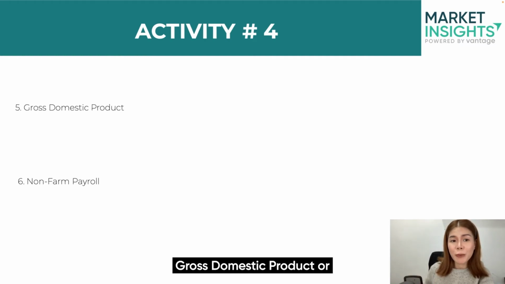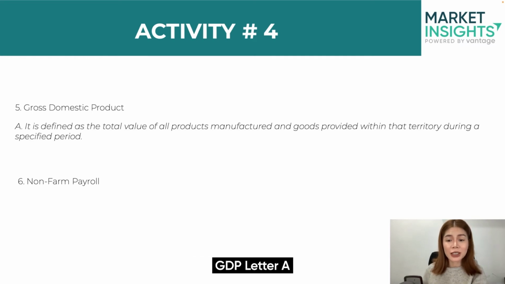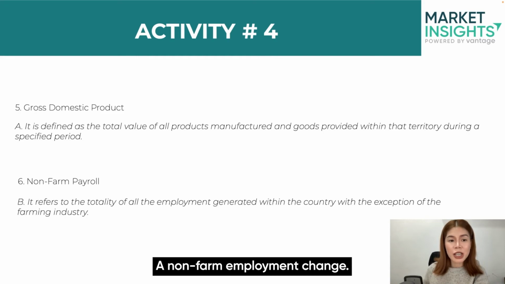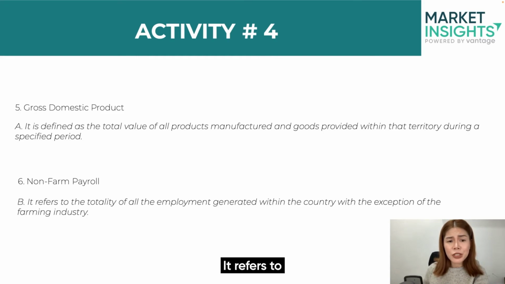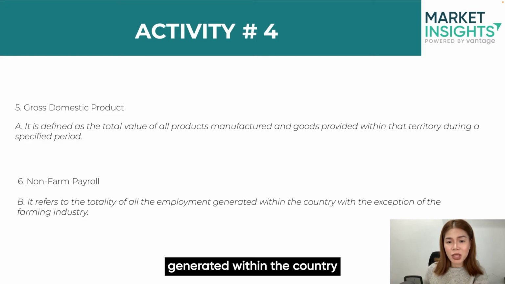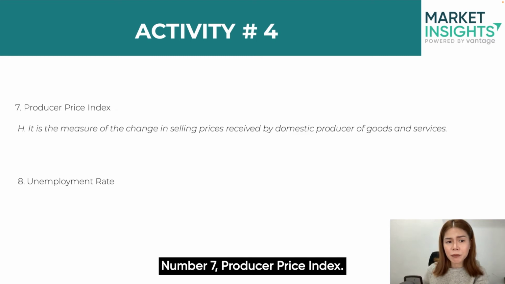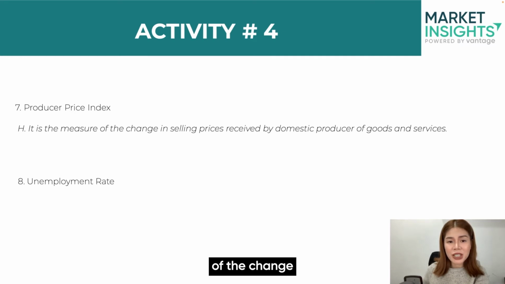Number 5, Gross Domestic Product or GDP. Letter A. It is defined as the total value of all products manufactured and goods provided within that territory during a specified period. Number 6, non-farm payroll or non-farm employment change. Letter B. It refers to the totality of all employment generated within the country with the exception of the farming industry. Number 7, Producer Price Index. Letter H. It is the measure of the change in selling prices received by domestic producers of goods and services.